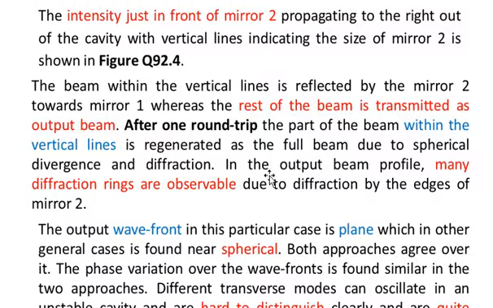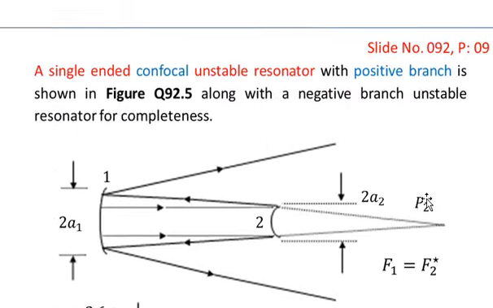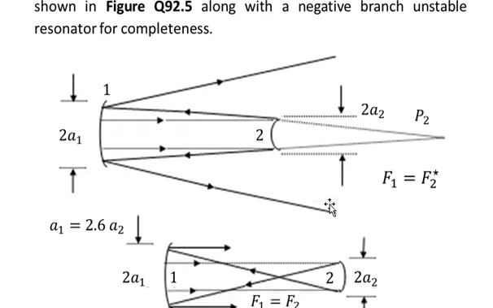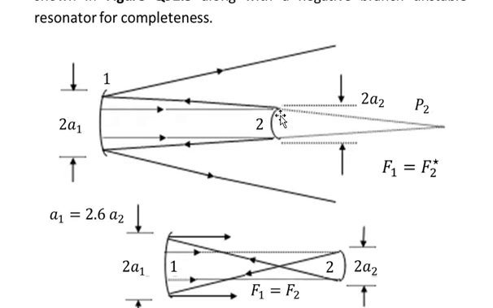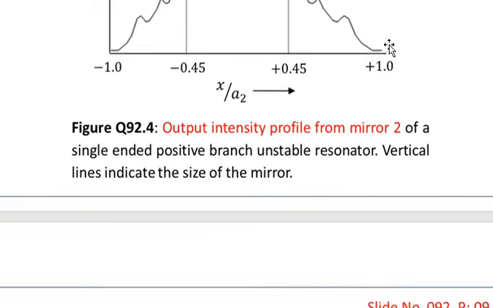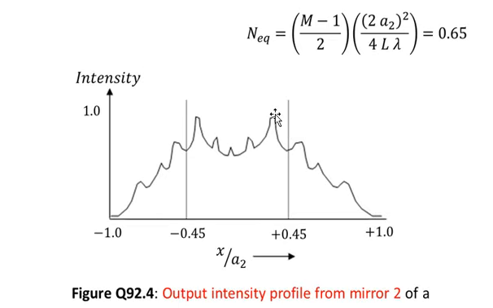In the output beam profile, many diffraction rings are observable due to diffraction by the edges of mirror 2. So you see that when the light leaves at the end of mirror 2, the field is also leaking out from mirror 2. Some of the light will also hit mirror 2. And when the diffraction occurs at mirror 2, the diffraction will contribute at the back of mirror 2, but also outside, away from mirror 2. So due to that, the ringing effect will appear, that the rings will appear.